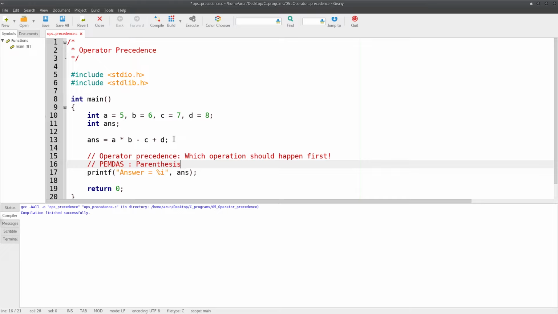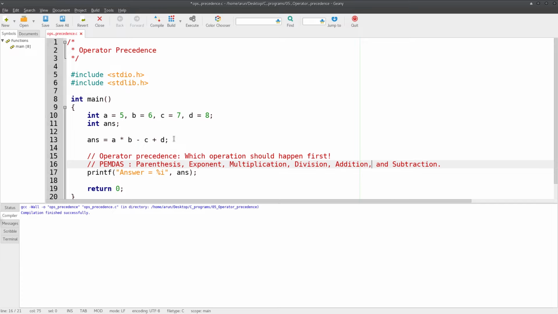Parenthesis, exponent, multiplication. Let's see, I forgot a comma over here. Multiplication, and then division, addition, and subtraction. Okay, this is the rule they follow over here.